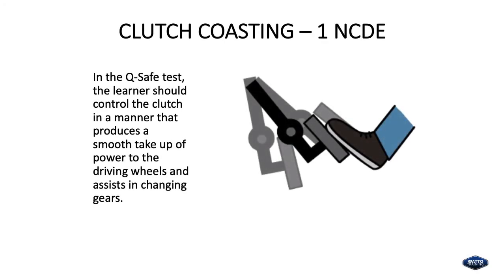Clutch coasting. We had 1 non-critical driving error on the assessment for that. In the Q-Safe test, the learner should control the clutch in a manner that produces a smooth take-up of power to the driving wheels and assists in changing gears.